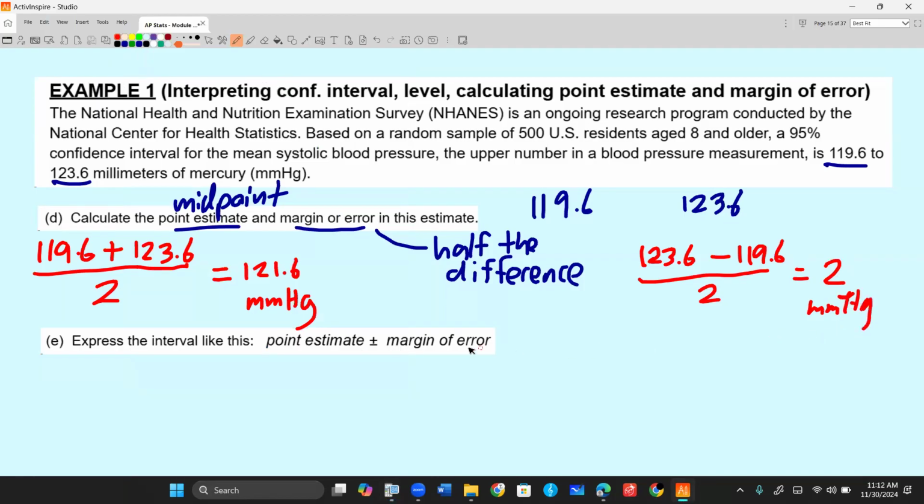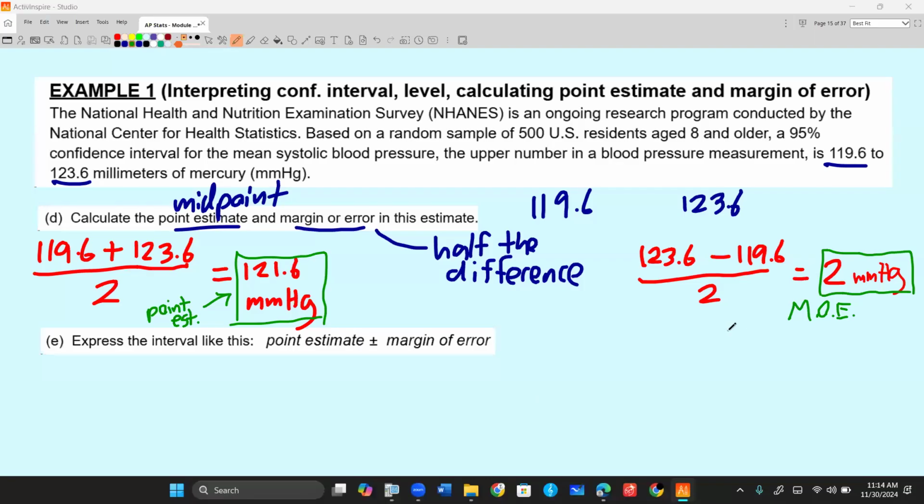So we kind of put that together. A confidence interval is basically your point estimate plus or minus your margin of error. Let's label these first. So we have our point estimate plus or minus your margin of error. And the way you write your additional way of writing this interval is basically just that. You're going to take your point estimate. So that's going to be 121.6 plus or minus 2.